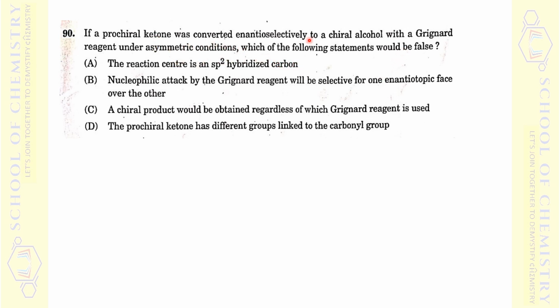Whatever statement they have given can be represented in the form of an equation. We have a prochiral ketone. Prochiral ketone means the attached groups should be different, and that is treated with a Grignard reagent to produce an asymmetric alcohol. This will be an asymmetric alcohol because all 4 groups are different, and this carbon atom will be a chiral carbon atom. Now regarding this particular reaction, they have given 4 statements, and among these statements, which is wrong or false is to be identified.